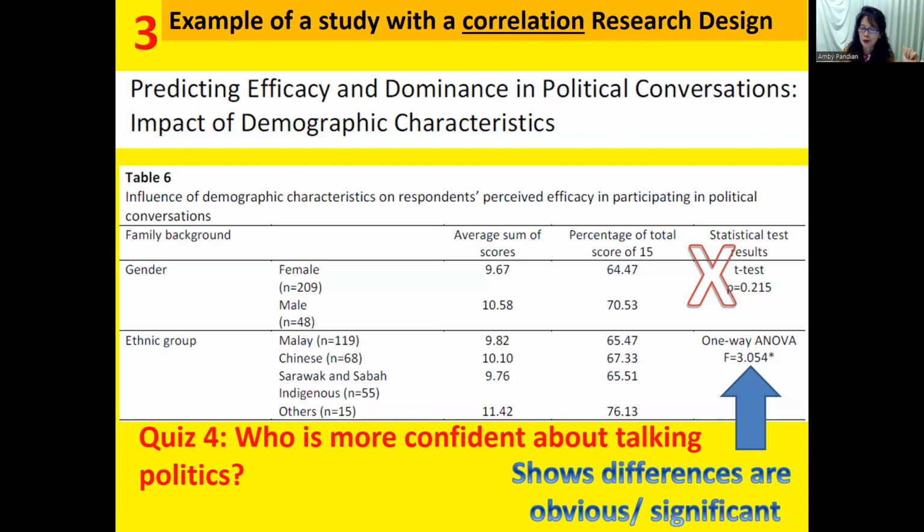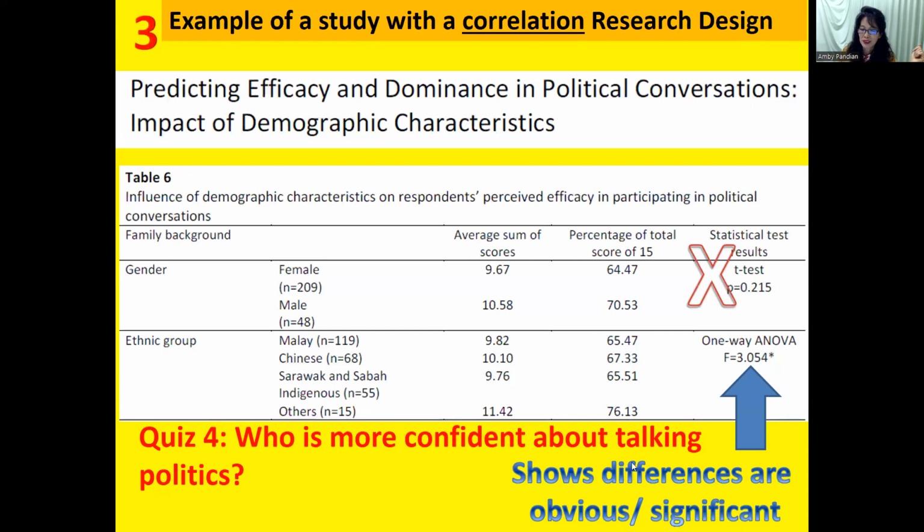Now, if you look at ethnic group, who is more confident about talking politics? Others, right? Because it's 76% and the rest are all in the 60 something. And in this case, I put an asterisk sign at the ANOVA. So that means the difference is really significant. It is remarkably different, so it is considered significant. Okay, so others, this would be other than Malay, Chinese, indigenous. They are more confident, as you can see from the scores.